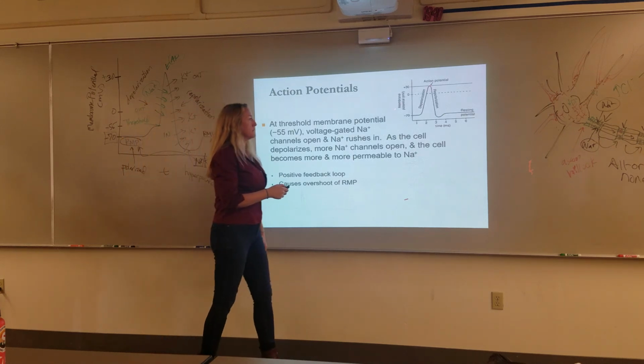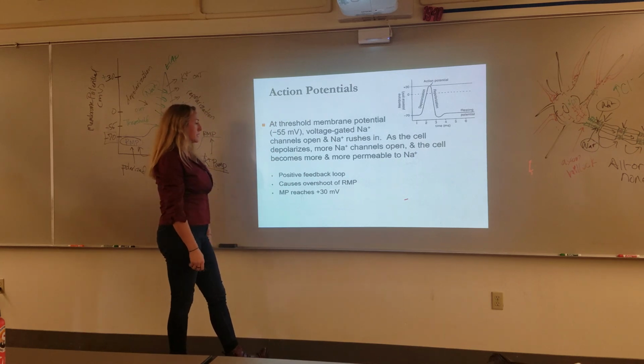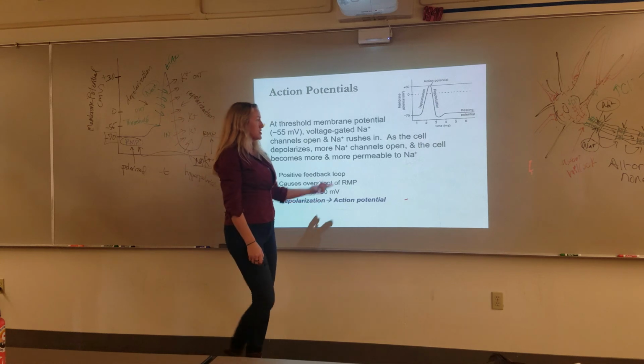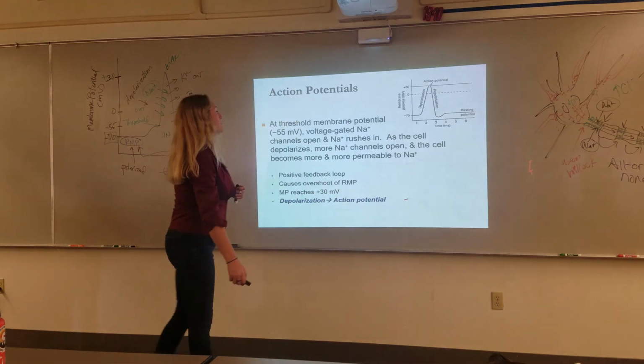Causes the overshoot of resting membrane potential, so it goes way up. Membrane potential reaches approximately plus 30 millivolts. That depolarization at its peak is what we call the action potential, or firing. That's how a neuron or a muscle cell fires an impulse.